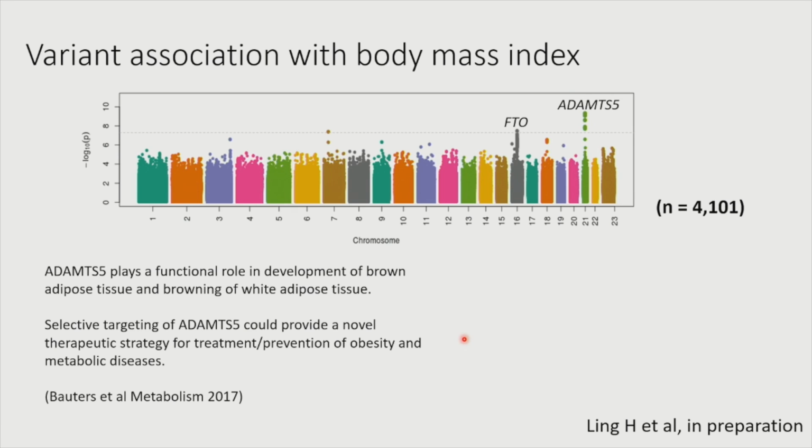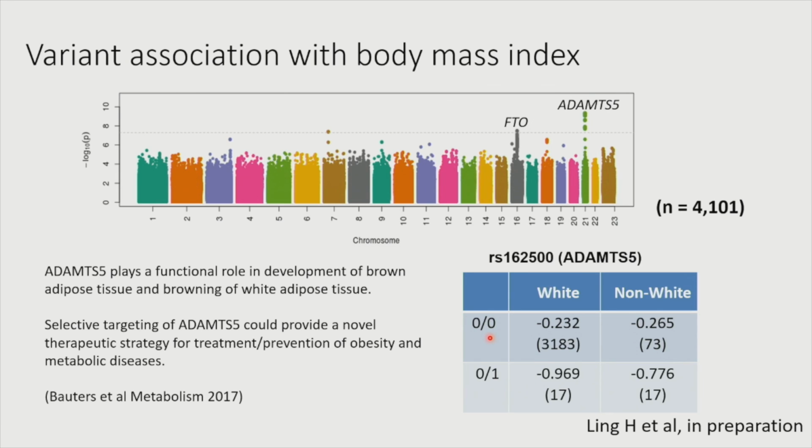And so we think of selective targeting. This is actually specifically from this paper in Metabolism: selective targeting of ADAMTS5 could provide a novel therapeutic strategy for treatment and prevention of obesity and metabolic diseases. The final point is we never would have found ADAMTS5 if we did not include patients of African ancestry, because Africans have a more diverse genome, because they're more ancient and they carry more variants.